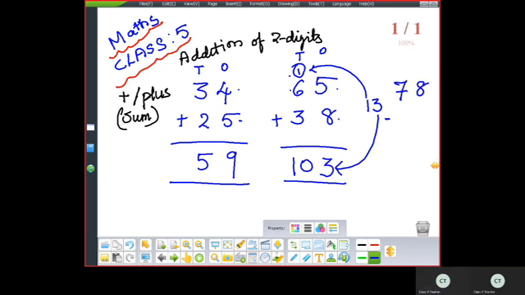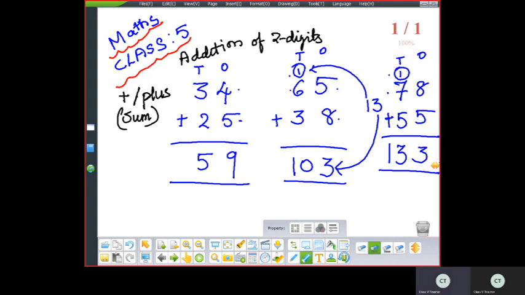78 plus 55. So the 1's place digit goes on the one side, the 10's place digit on the 10 side. So 8 plus 5, how much? 13. So 3 will be this side and 1 is carry over. So 7 plus 1, 8. 8 plus 5, 13. Got it? So these are the simple 2-digit addition.